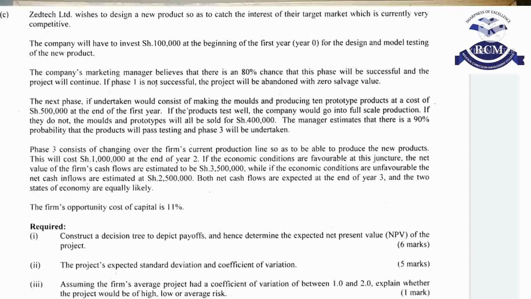If the products test well, the company would go into full-scale production. If they do not, the molds and prototypes will all be sold for 400,000. The manager estimates that there's a 90% probability that the products will pass testing and phase 3 will be undertaken. If it fails to pass phase 2, then you shall be able to sell them and get the 400,000.